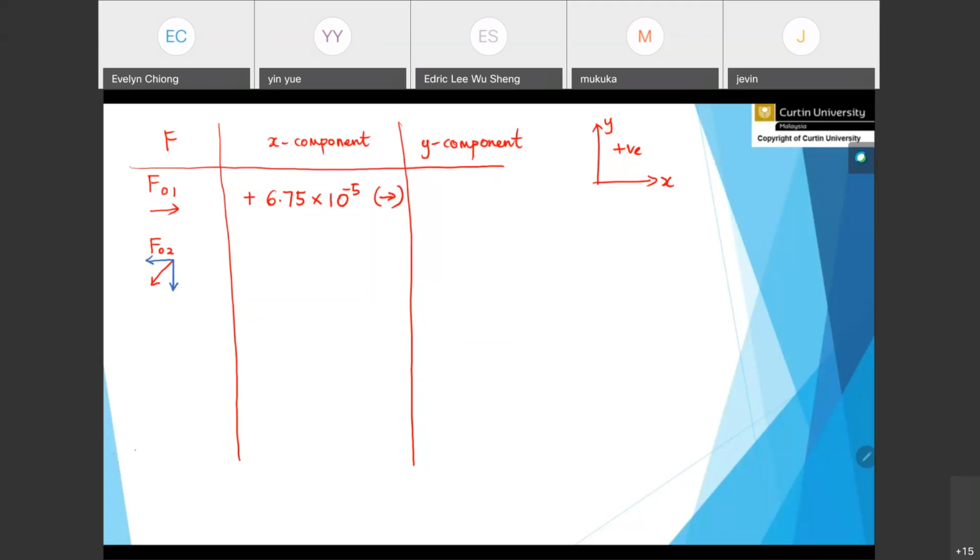Does it have a y component? No, it doesn't have a y component. This is only horizontal, so the y component will be 0. All right, then we look at F02. What we have got is 5.76 times 10 to the power of -5. So now if we want to get the x component, the horizontal one, how do we calculate this?